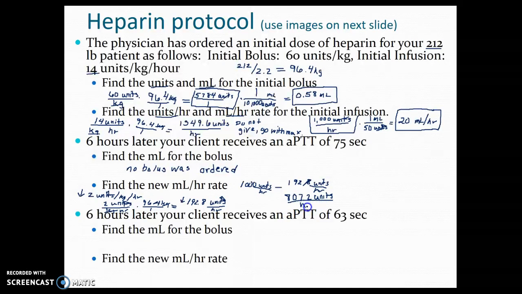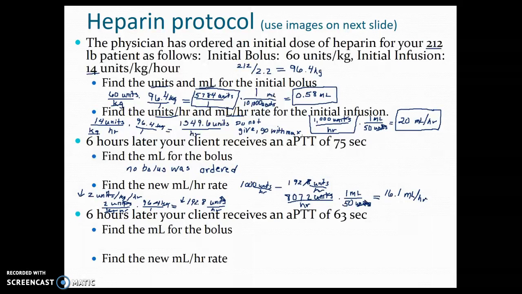And I have to figure out how fast should I set the IV if I want to give 807.2. So I'm going to use the same med that I did before. The med on the IV bag had every 1 milliliter contained 50 units. So I set that up so that it cancels. So the label of units cancels out, and I do my math, and I'm going to round my answer to the nearest tenth so that I have something I can type on my IV pump. So I have 16.1 milliliters per hour.